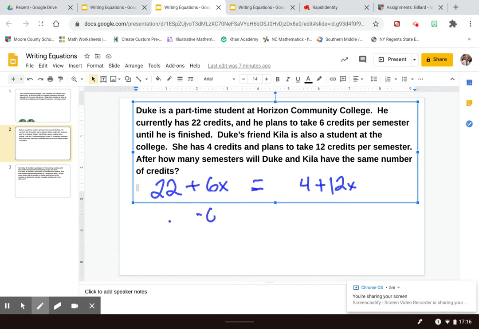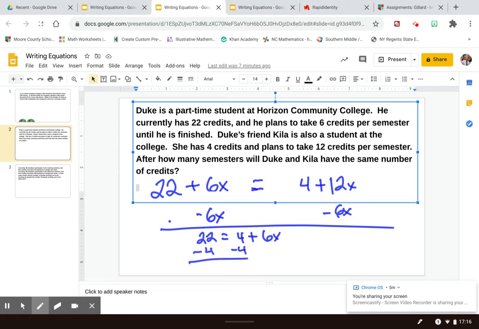Let's move the smaller to the larger. So I have 22 plus 6x equals 4 plus 12x. Subtract 4 from both sides. I have 18.